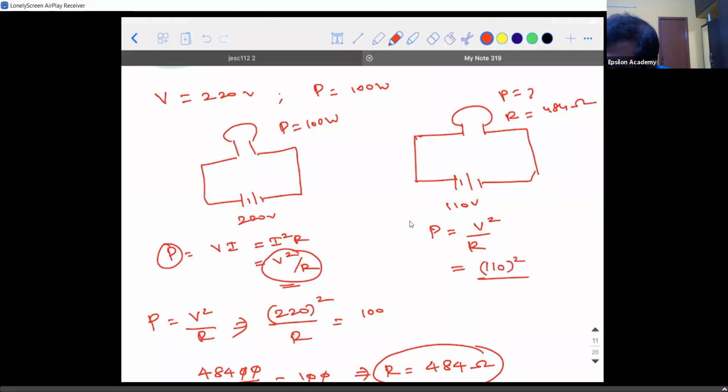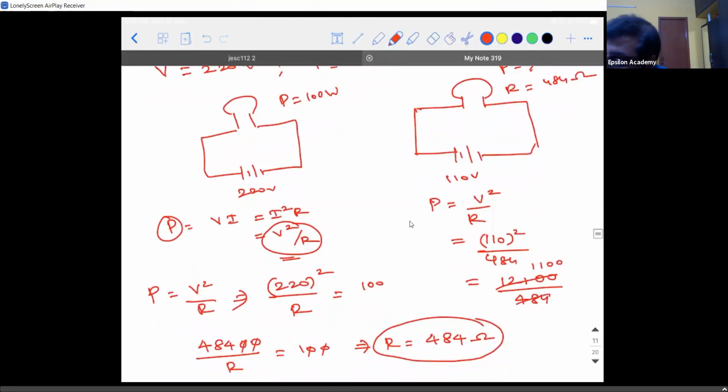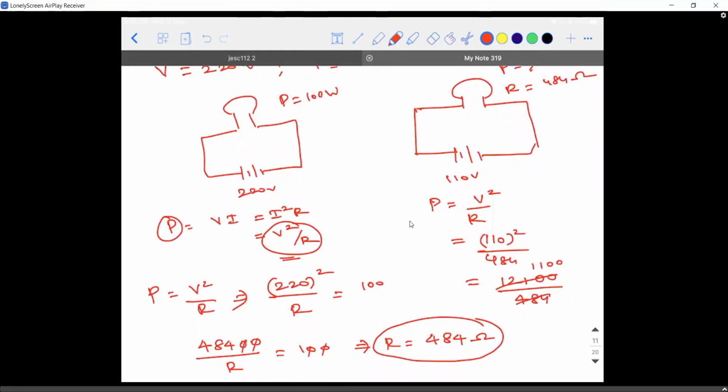110 square divided by R is 484. So how much are you going to get? 11 square is 121, no? So 12100 divided by 484. So this will be 1100 divided by how much are you going to get here? Sir, answer is 25 watt. Is it 25? So 25 volt.